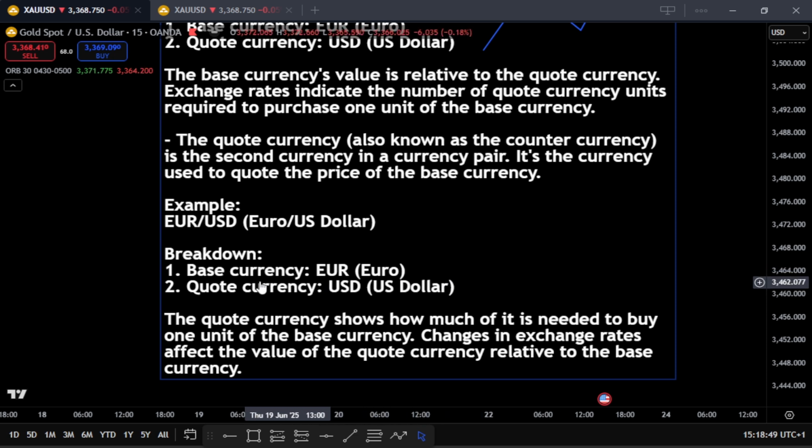And as I explained, if the quote currency is stronger than the base currency, based on the exchange rates, we're going to have a downtrend. So anytime you see a downtrend on your chart, you should just quickly understand that the quote currency is now becoming stronger than the base currency.